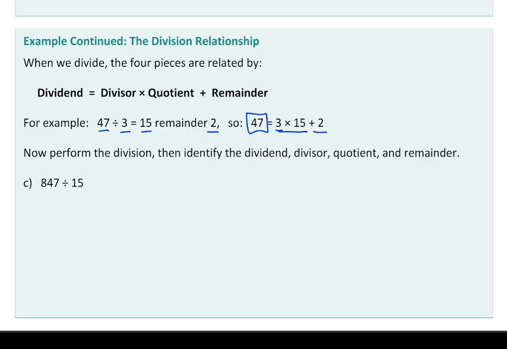So you can always check your answers by going back and multiplying what is to the left of the house and on top of the house and adding your remainder back. It's a great way to check your answer.